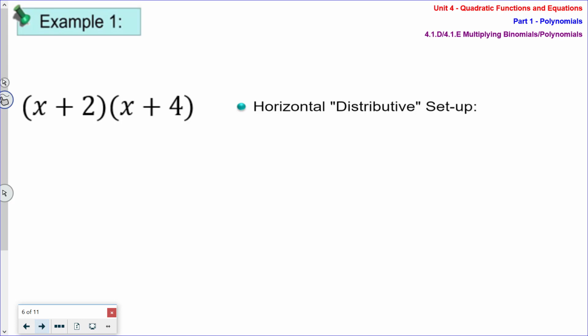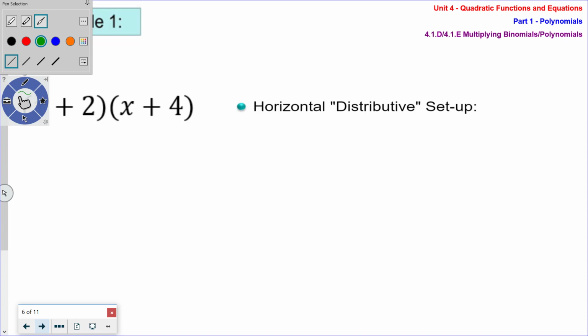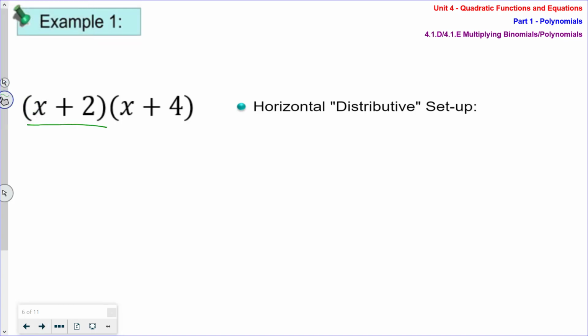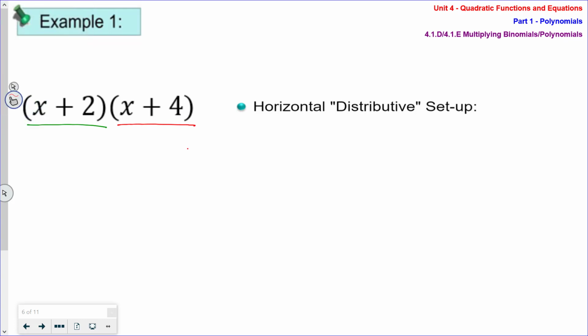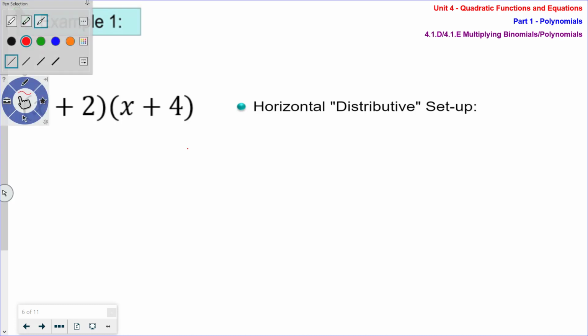We are going to multiply two binomials. Again, a binomial is a polynomial with two terms. So this is one of our binomials, two terms. This is the other binomial, two terms. We're going to take these two terms, multiply it by those two terms. The rule says every term here has to be multiplied by every term there.